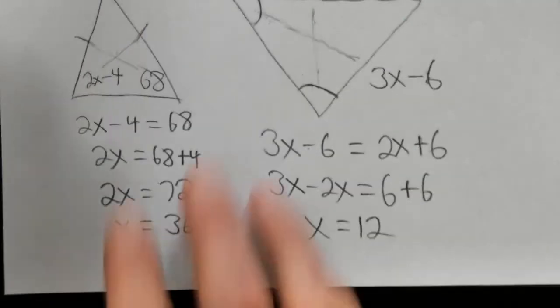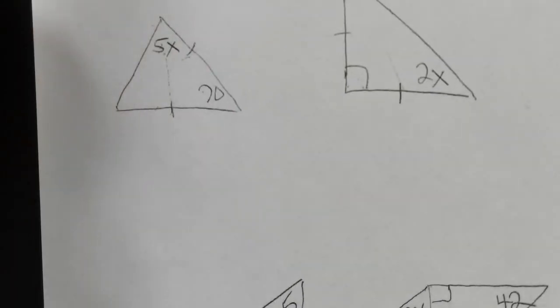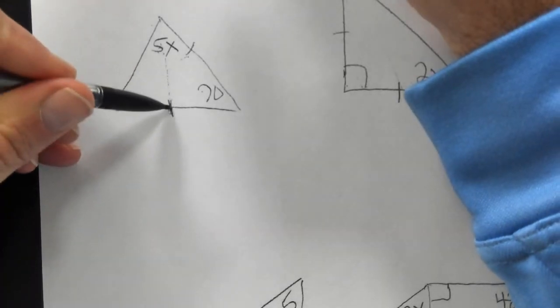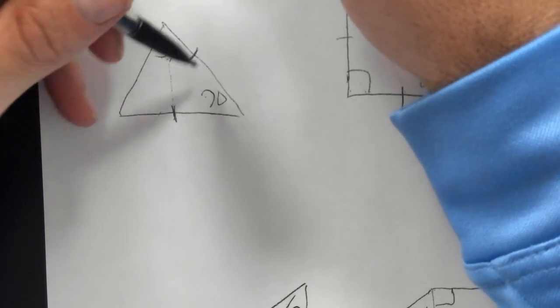Okay, several more we want to take a look at here. Directions are still the same, find x. Alright, so on this one we have 1 mark here for this side, 1 mark here for this side, so that means that those two are the same length.